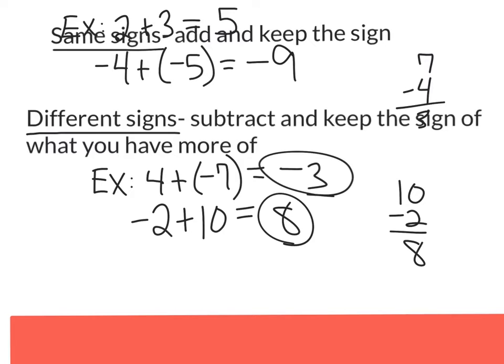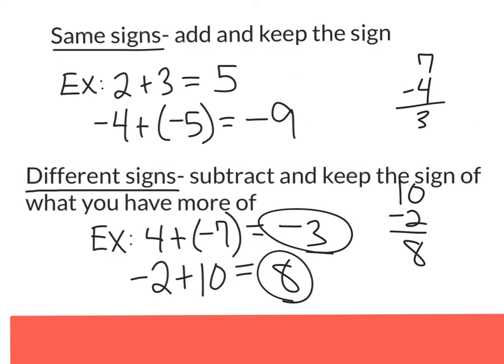Another thing you can think about when you are adding integers, you could think about money. Negative would be like spending money or owing money, and positive would be like getting money. So if we go back to a couple of these examples, obviously 2 plus 3 is 5. -4 plus -5, another way of thinking about that would be like if you borrowed $4 and borrowed $5 more, then you would owe $9 altogether.